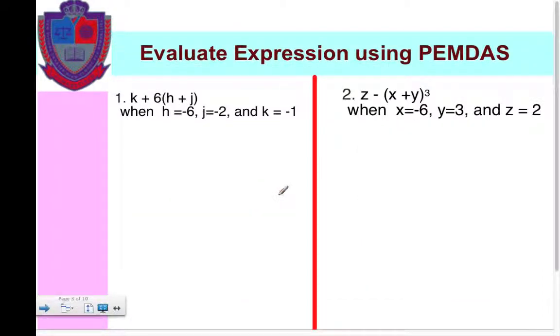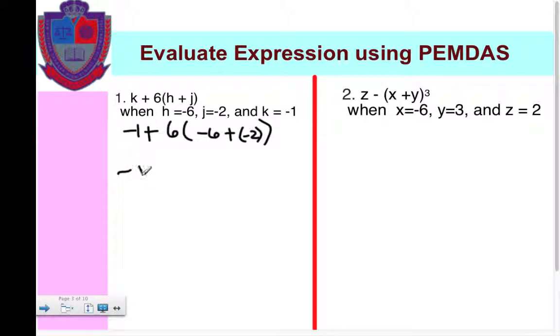Moving straight ahead, how can we use this to evaluate expressions? So here, I have two examples. I said find the value of k plus 6, parentheses h plus j. Now, I was specific. I said h is equal to -6, j is -2, and k is -1. So what I'm going to do is rewrite this. K is actually -1 plus 6, parentheses, h is -6 plus, parentheses, j is -2. I like to keep the negatives in parentheses. Now that I have this, let's evaluate this.